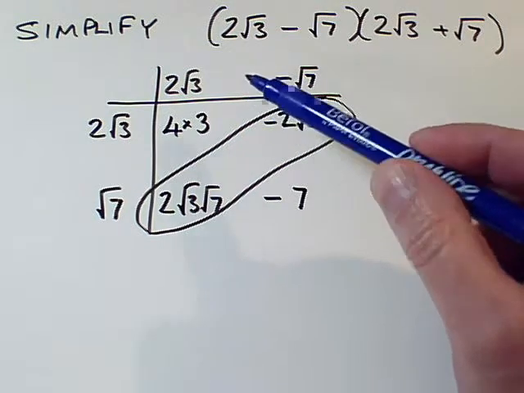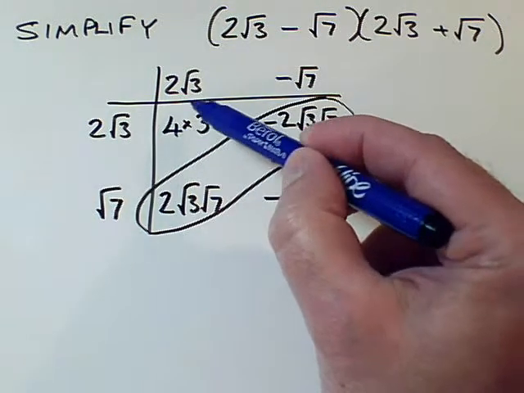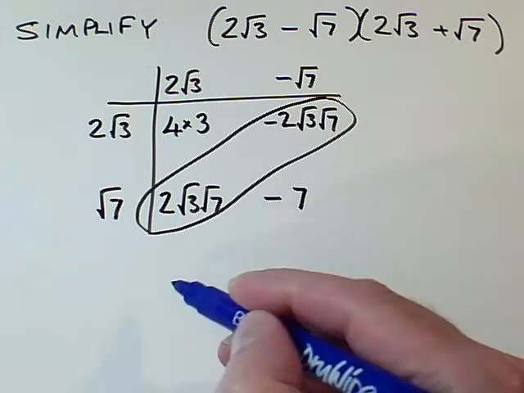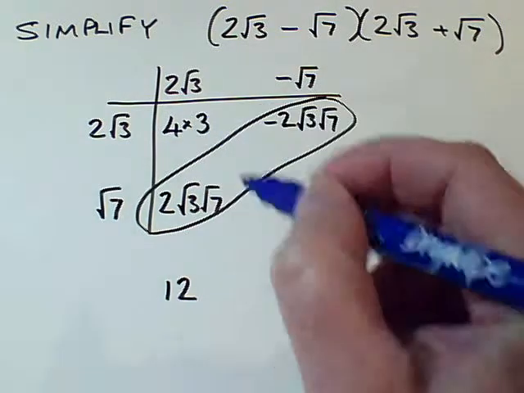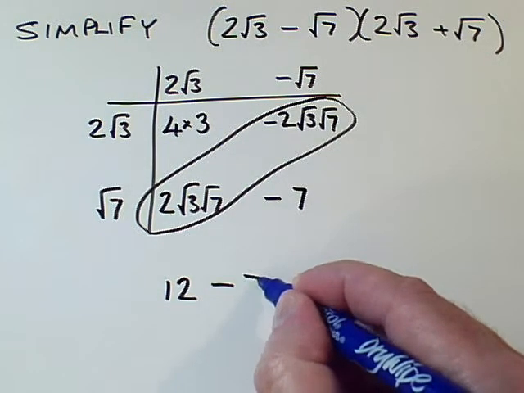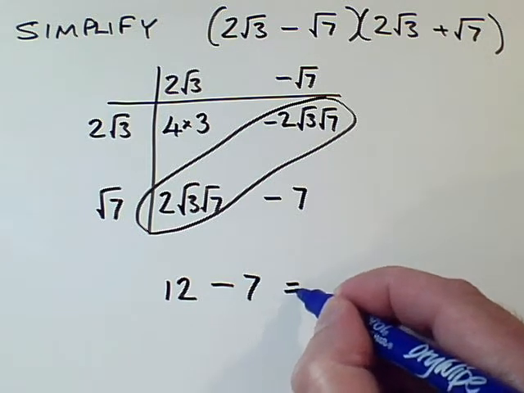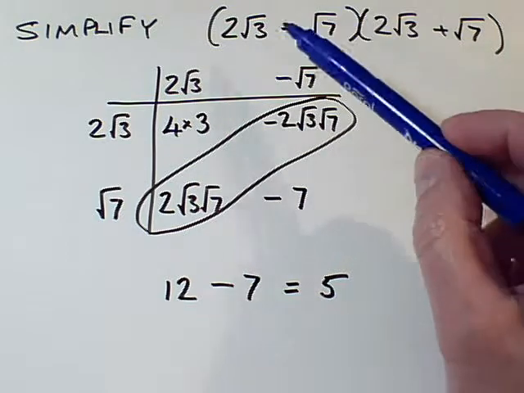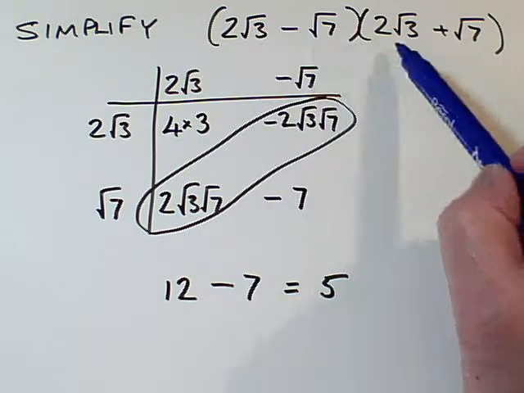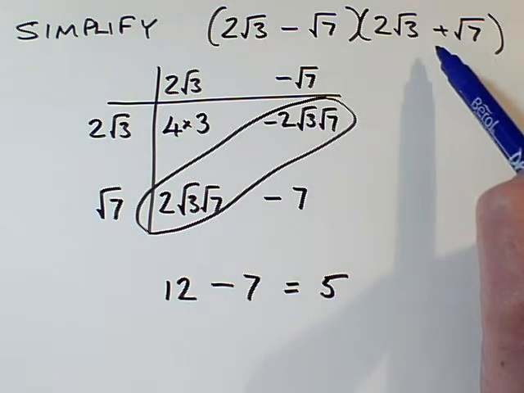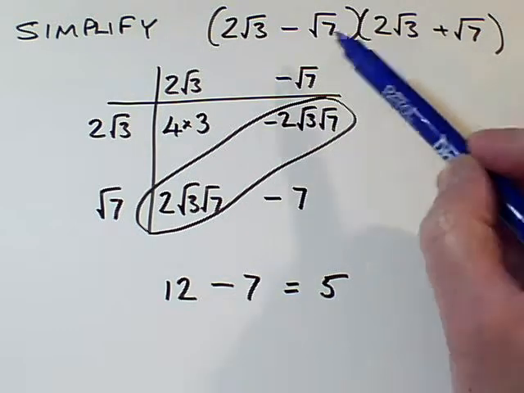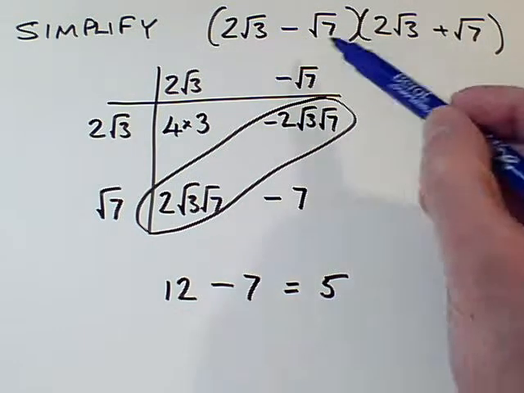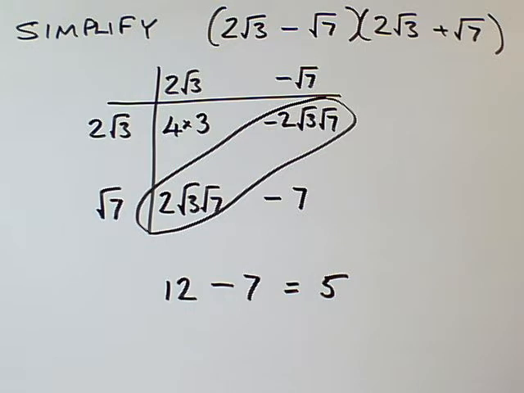So I'm just left with the term from the top left and the term from the bottom right. So I've got a 12 in the top left minus a 7 in the bottom right, so the answer is simply 5. So this complicated expression, because of the pattern of the difference of two squares, as this is called, I end up with this all simplifying out to a whole number, in this case 5.